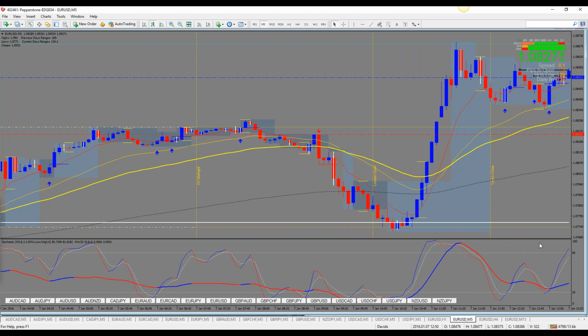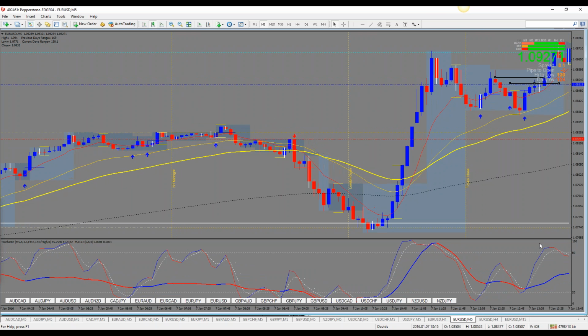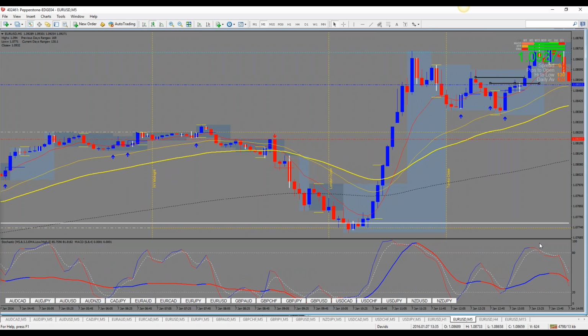Do you see it? Sort of. It's a bit murky. Okay, well, I'll move it over. You'll see it there. Okay, so there's my entry.